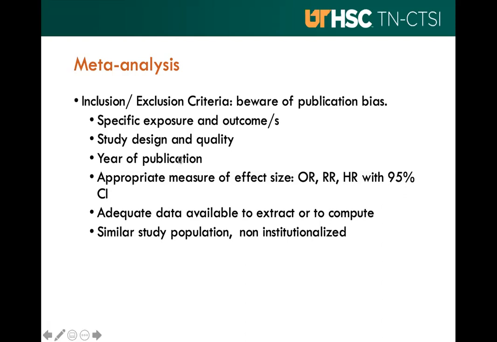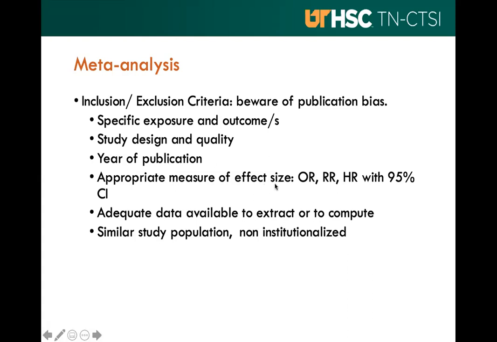The year of publication is another. And sometimes people make restrictions about the year of publication. Older studies might not be as good as the recent studies. The quality of the study might have changed. The definition of exposure, the definition of outcome might have changed over time, and so older studies might be inappropriate to include in the current meta-analysis. So you might put some kind of restriction on year of publication.